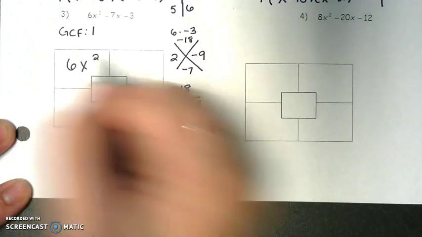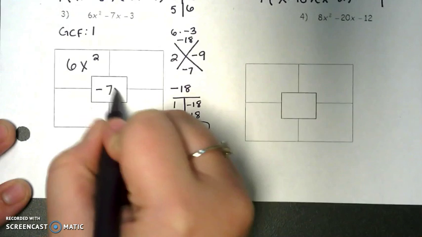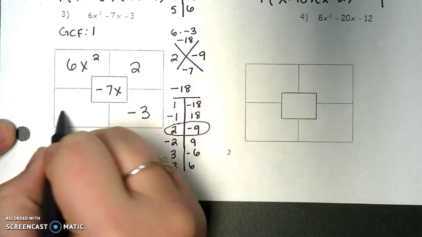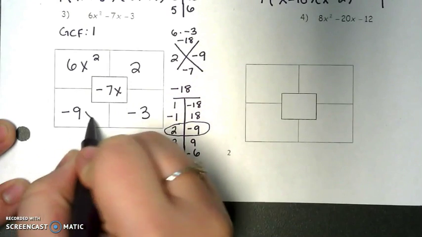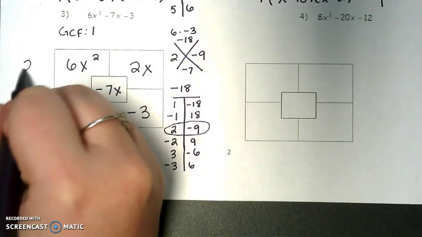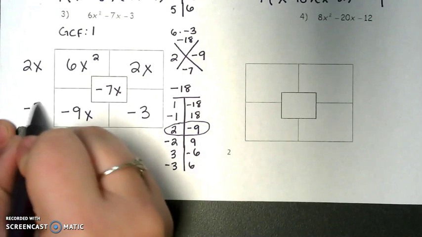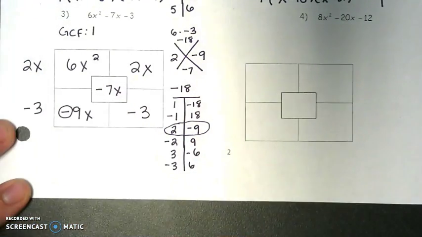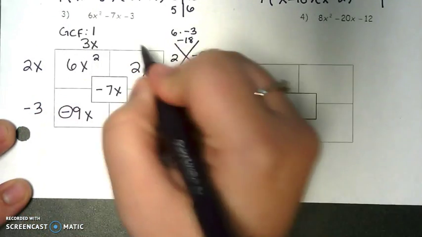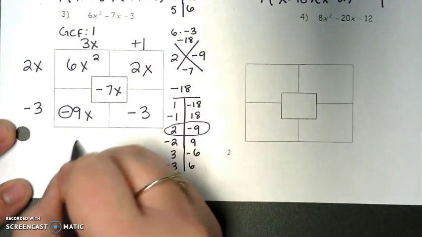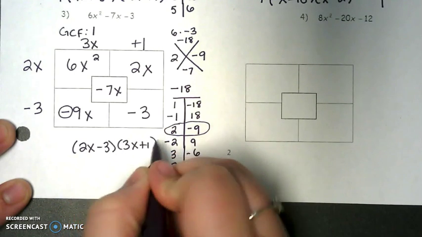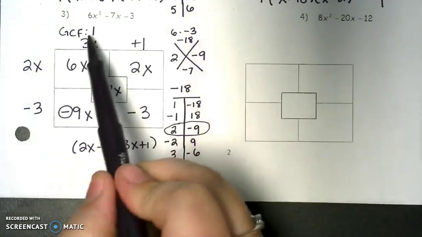So let's fill in the chart. We've got 6x squared, -7x in the middle, and -3 on the bottom. Bring in this 2, -9. We see that the variable is x. GCF of the top is 2x. GCF of the bottom is -3, since it leads with the negative. GCF of the top is 3x. GCF of the next one is 1. Put them together. We've got 2x minus 3, 3x plus 1, and then we put the GCF that we took out, which is 1, in the front.